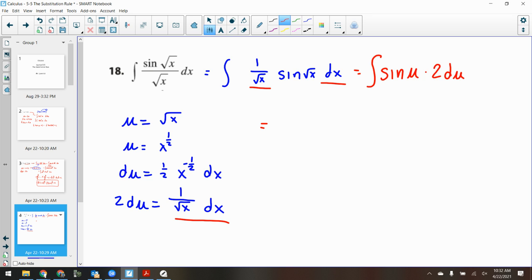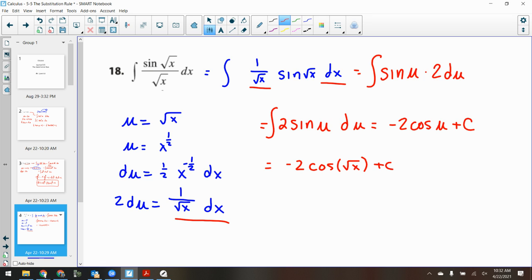I like to write out the whole number in front. So that's going to be negative 2 cosine u plus c. And now we take out u and plug in x. So negative 2 cosine the square root of x plus c. And there's my answer. That's everything. There it is.